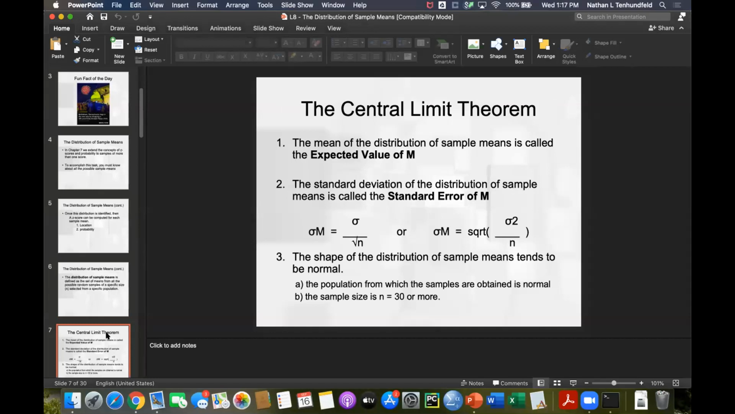So the mean of the distribution of sample means is called the expected value of the mean. All right, so that mean of that means distribution is the expected value of the mean. The standard deviation of that new distribution of means is called the standard error of the mean.